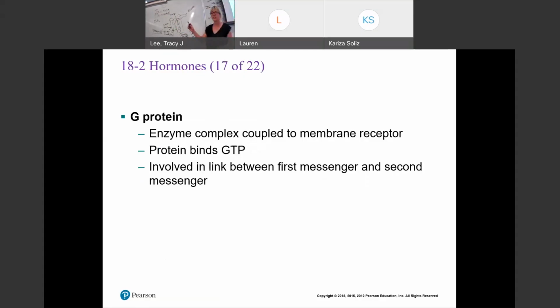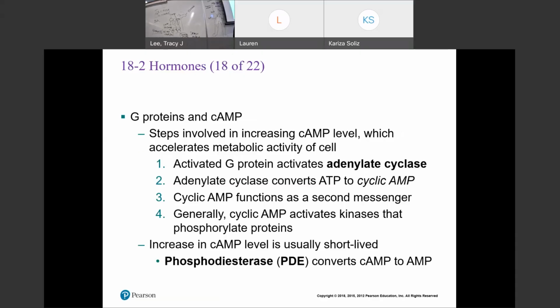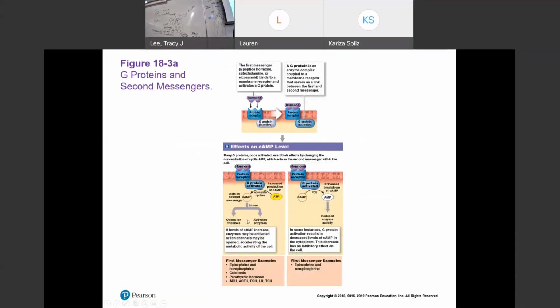G proteins are basically just an enzyme on the membrane, and we're going to see our hormones attached to this, and they become the link between my first and second messenger. On this, what I would do, I think I have a picture. I would just study these pictures right here.